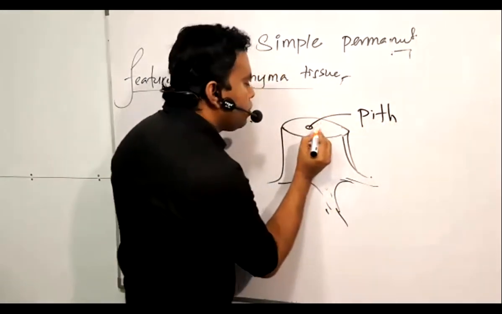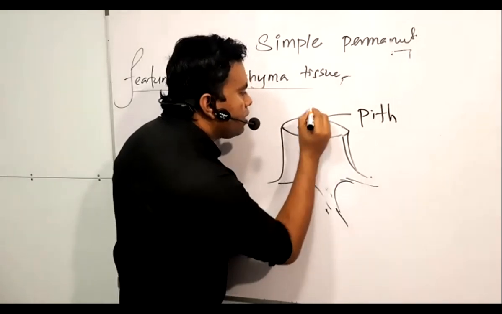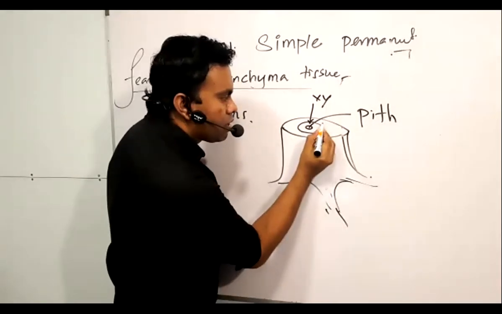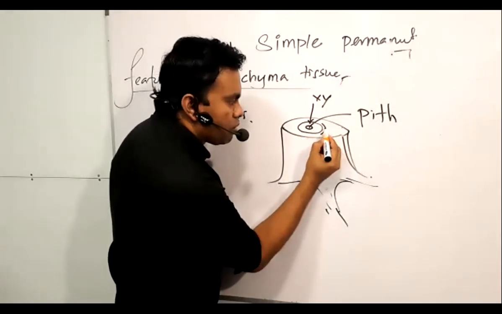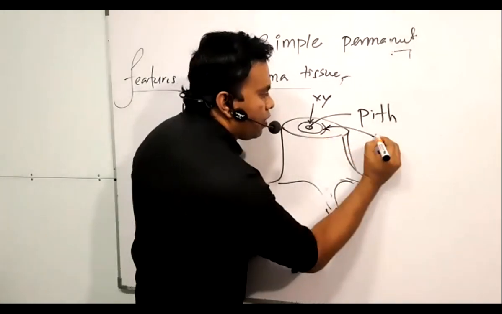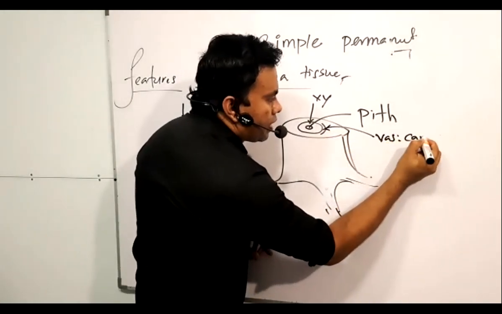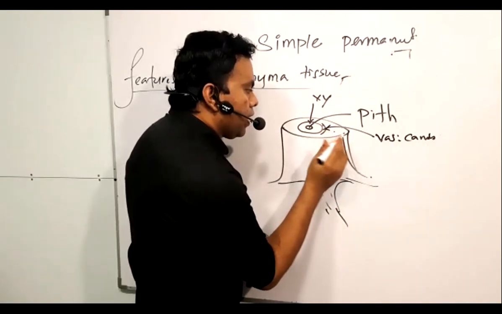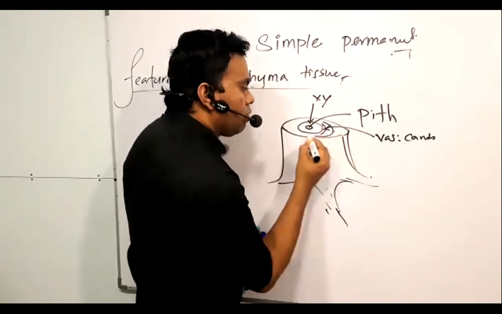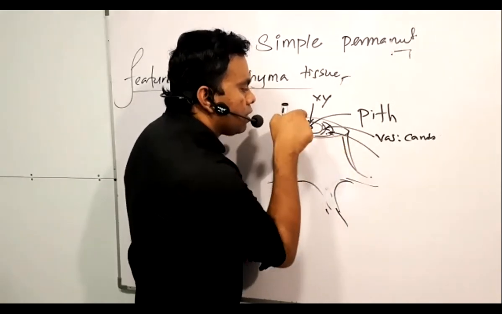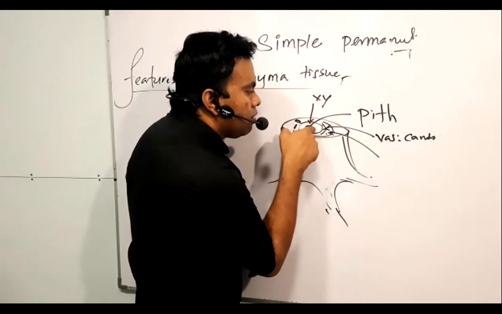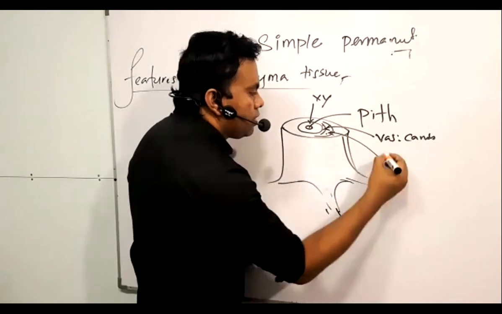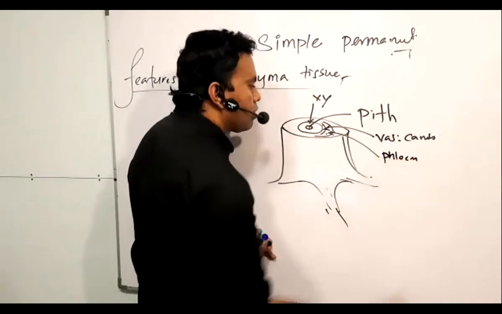So that's the pith. Pith. And you can see this is the xylem. Xylem. And what's this? Vascular cambium. We learned it before. Vascular cambium in the middle. Okay. So what's around it next? Inner pith, then xylem, then vascular cambium. So this is phloem. Phloem.